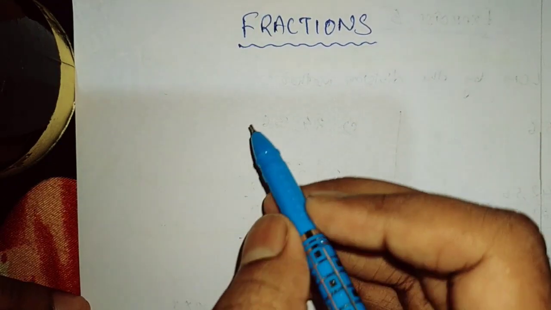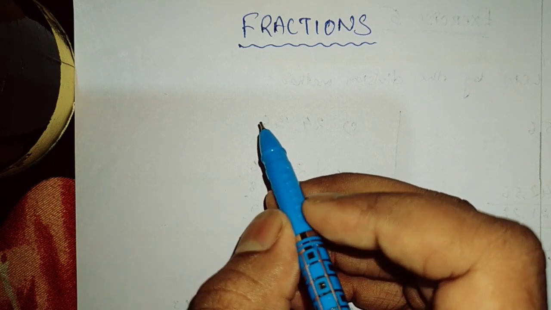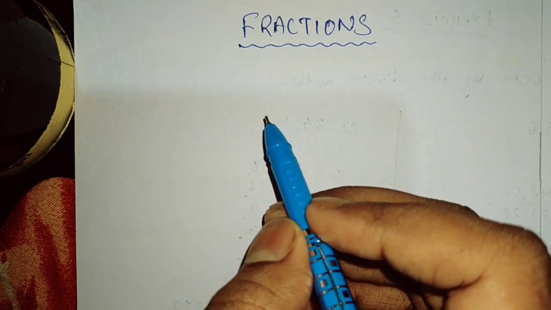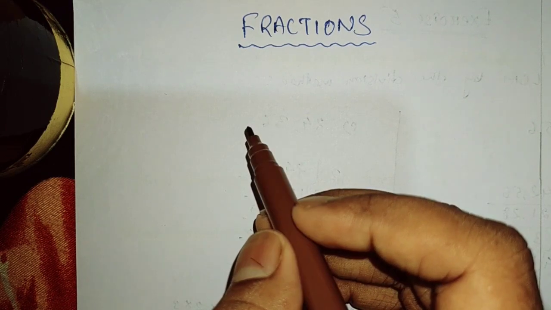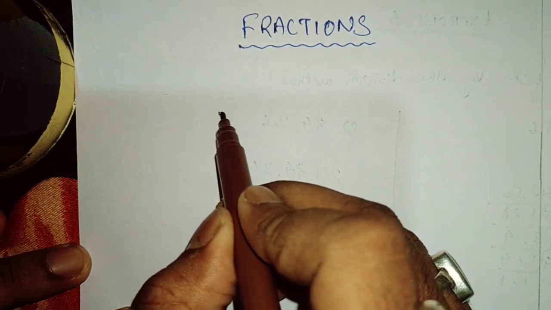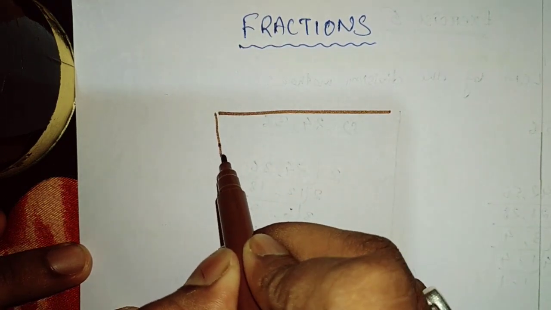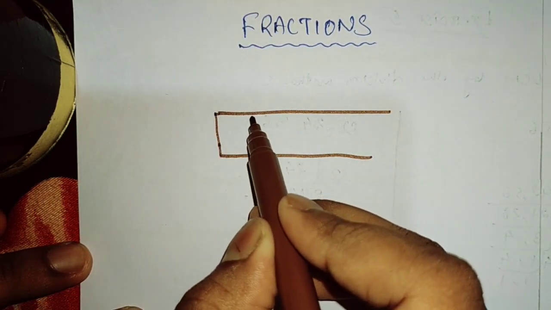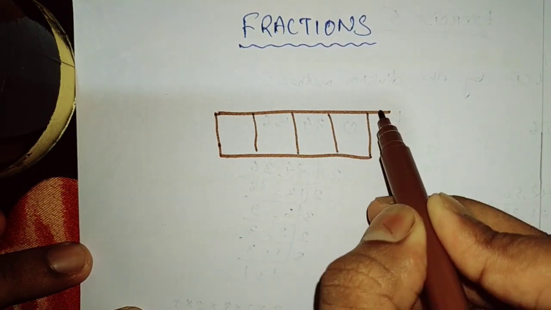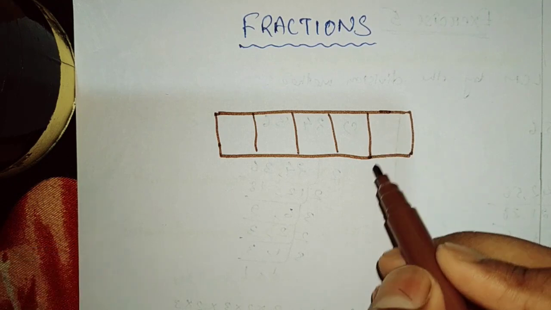So suppose we have a chocolate bar. Wait, since we are talking about a chocolate bar, the blue should not be the color. Okay, let's change it. Okay, now it's fine. Suppose we have a chocolate bar, and the chocolate bar is divided into 3, 4, 5 parts.